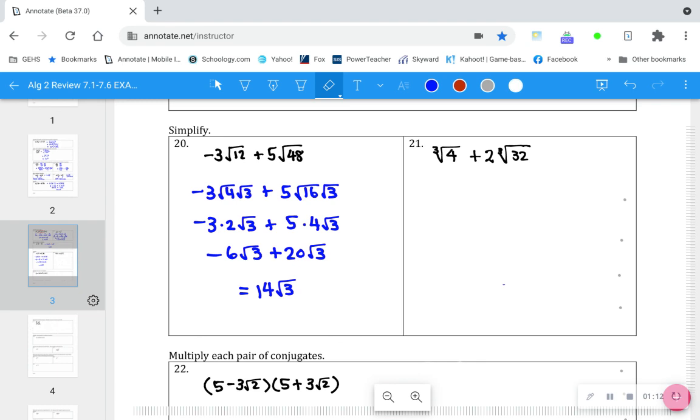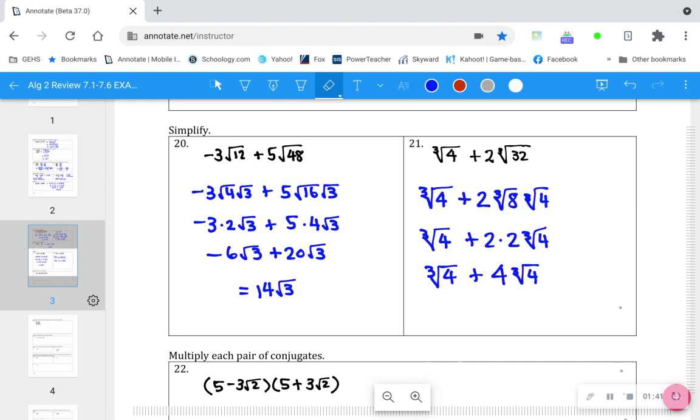The next one is just the same skills, but you have to work with perfect cubes. So 4 is not big enough to have a perfect cube hidden in it. We're not going to mess with that. But that 32, cube root of 32 has an 8 hidden in it. So I'm going to break apart the cube root, I keep saying square root, cube root of 32 into cube root 8, cube root 4. The middle number simplifies to 2. And then we simplify that to 4 cube root of 4 at the back. Add to it the other one in the front, and you get your answer of 5 cube root of 4.